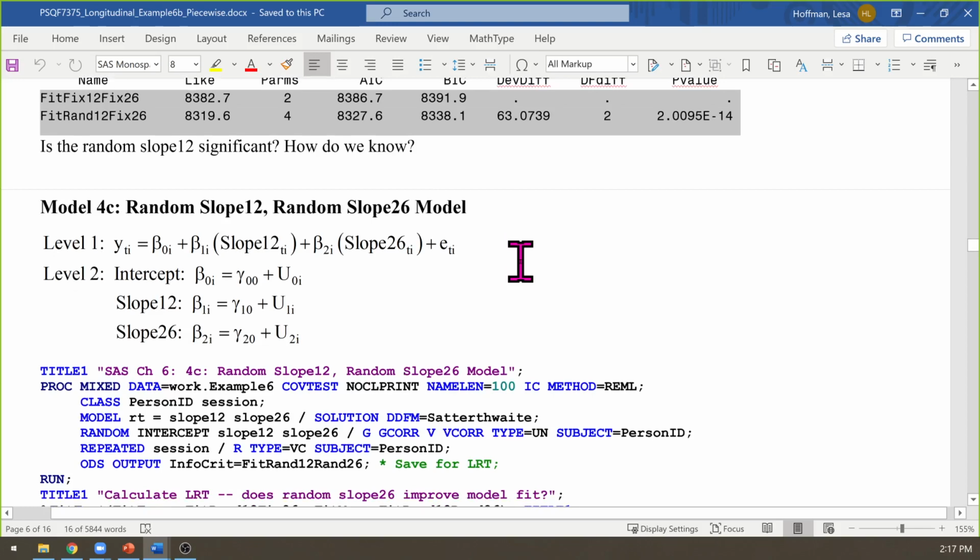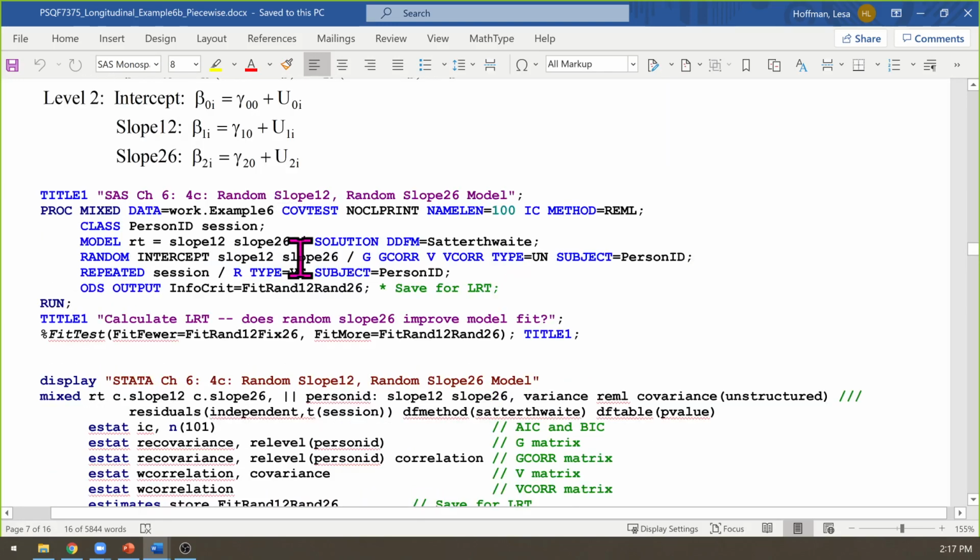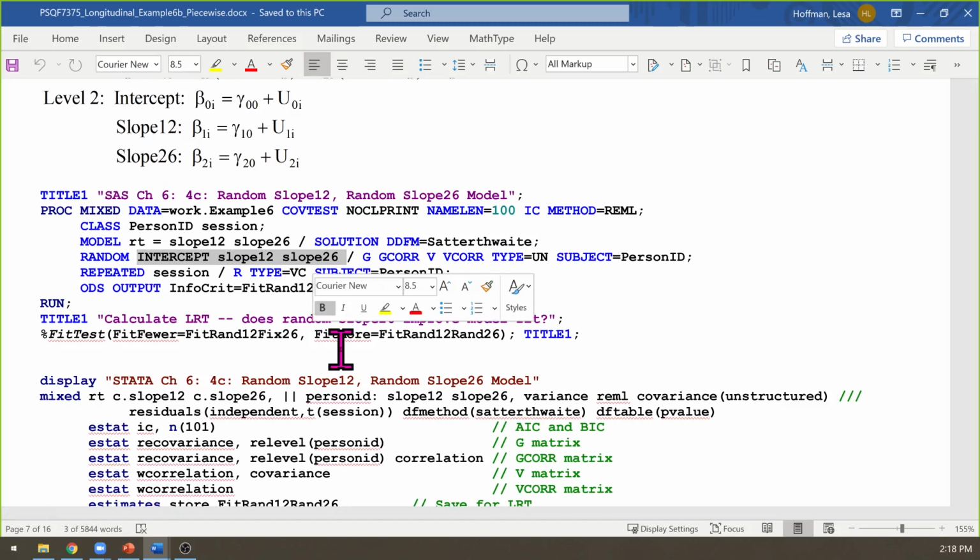So then we added the other random slope. So slope 2.6 shows up as a new random effect. And the key to getting the test statistic right in terms of degrees of freedom, because there's now 3 terms that are random, is that I have added 3 degrees of freedom to the model. So by adding a second random slope, I have added its variance, and I have added its covariance with the slope that was already there and the intercept that was already there.